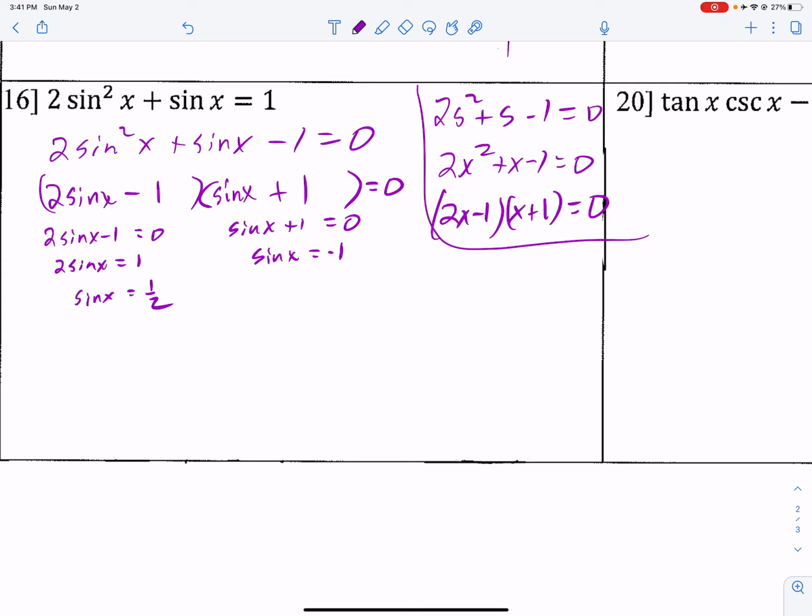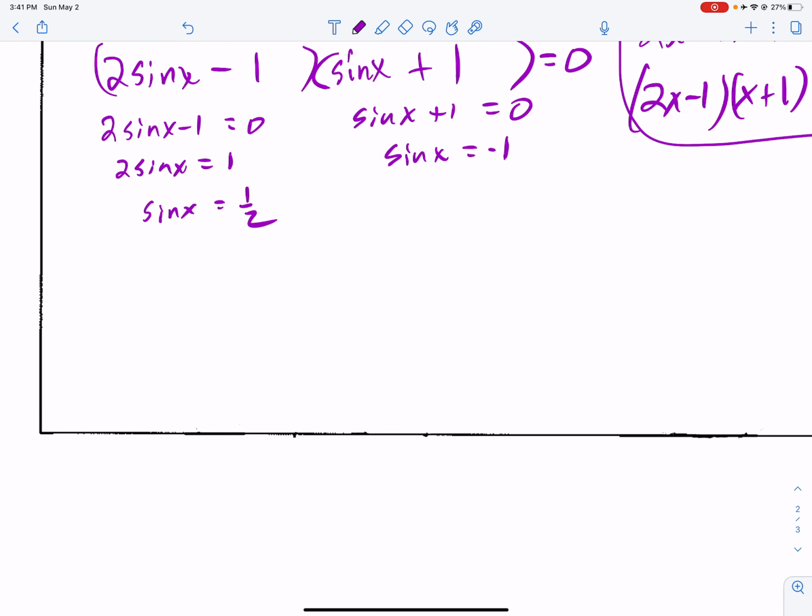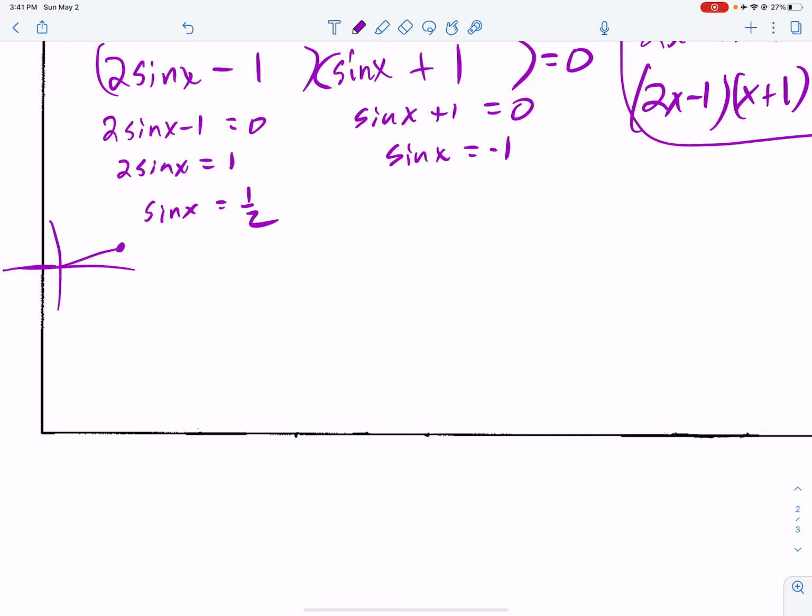And then think about on the unit circle, where is the y-coordinate 1/2? Well, sine is positive in quadrants 1 and 2 because y is positive in quadrants 1 and 2. And the angles where sine, the y-coordinate, is 1/2, is at pi 6, and then over at 5 pi 6. So the solutions are pi 6 and 5 pi 6 for this first equation.